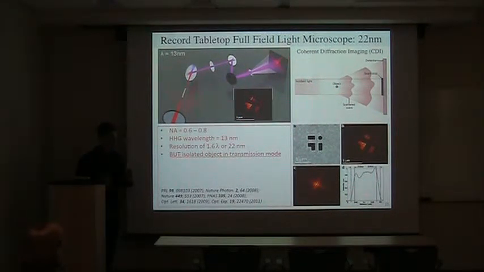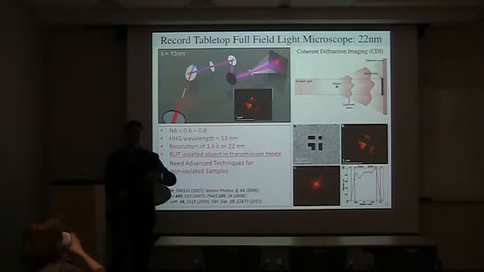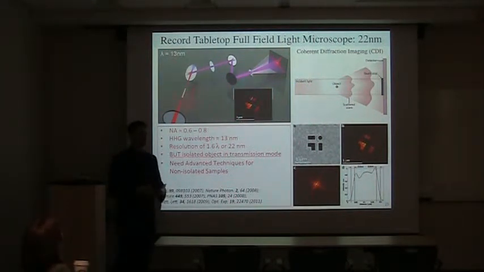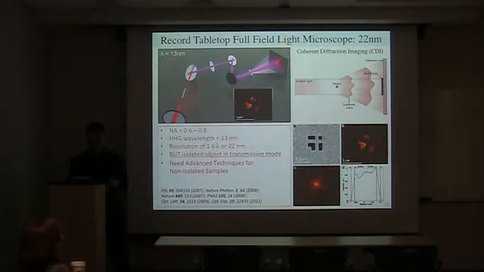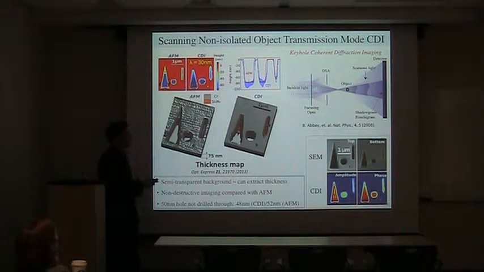But it was time after we achieved this to move on to more advanced techniques because we wanted to kind of overcome this sample isolation constraint. So what we did is we collaborated with some of our partners, and we adapted a technique called keyhole coherent diffractive imaging here to work on a tabletop. Okay?